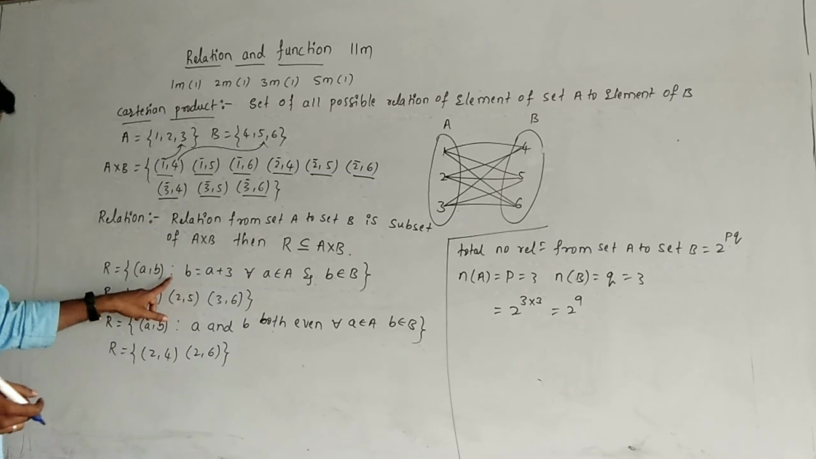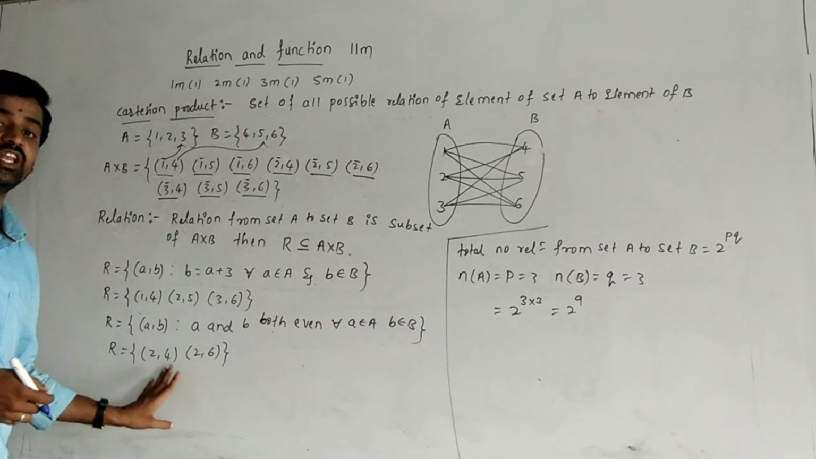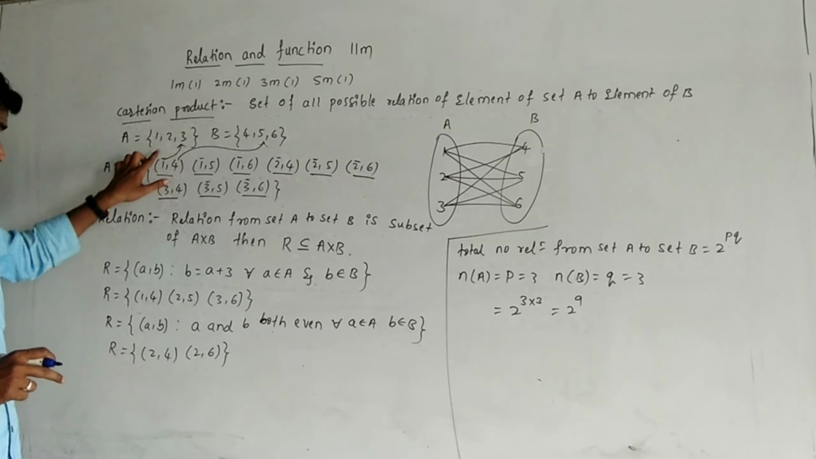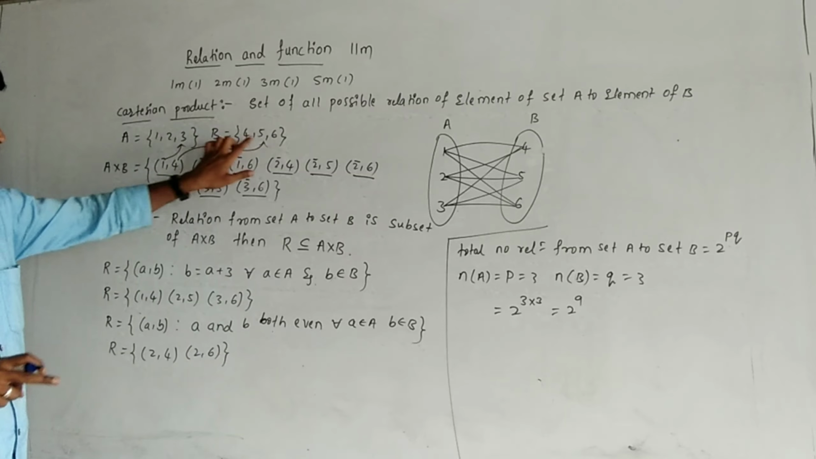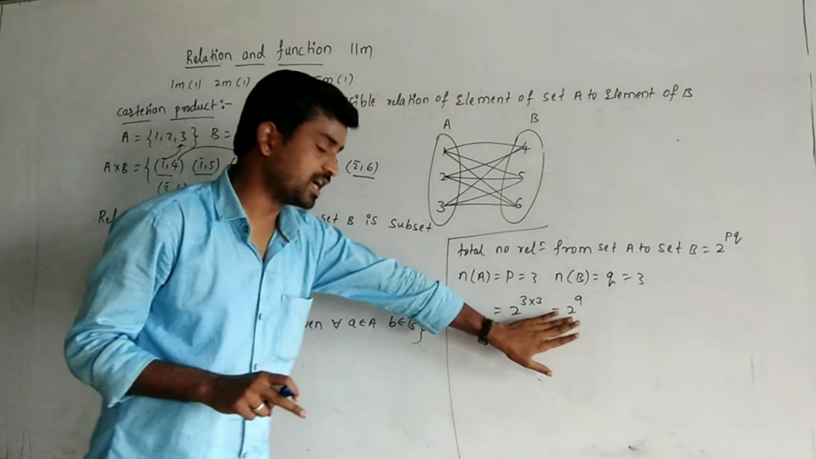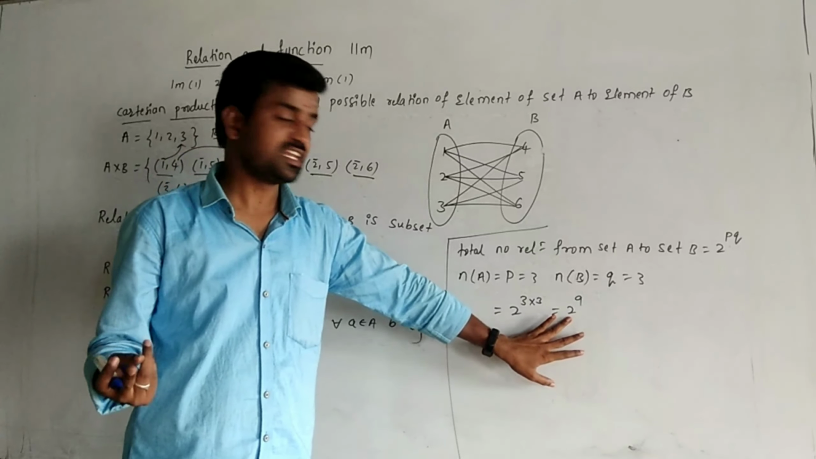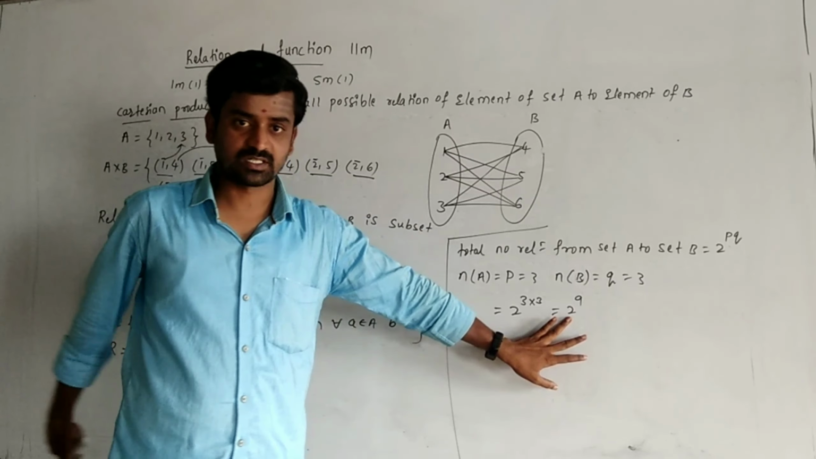Here we written only 2 relation. Then total number of relation on these 3 elements and these 3 elements, you get 2 to the power of 9 relation here.